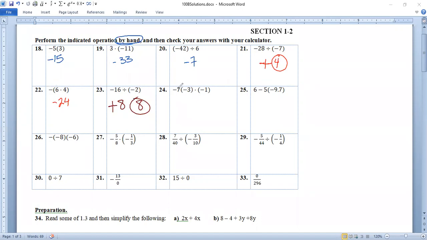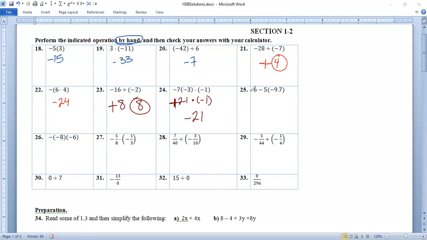Here we have a negative 7 times a negative 3. So that would be 21 with a negative and a negative. That's a positive. So 21 times a negative 1. 21 times 1 is 21, and it has a negative. Notice that's the same thing if we just multiply 7 times 3 times 1 is 21, and then we had 3 negatives out there. Two of them would go together to make a positive.